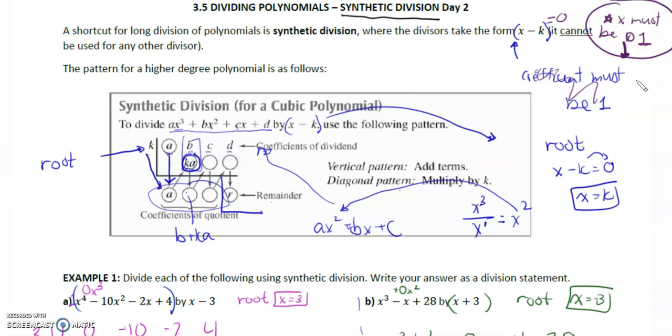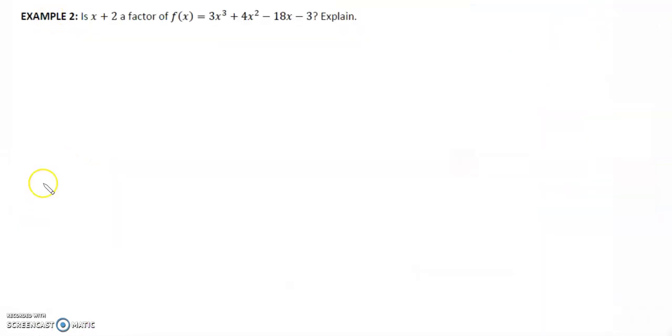Okay, it can't be degree 2. If we're dividing by a degree 2 or degree 3 or so on, we have to use long division. Example 2. X plus 2 is a factor. Okay, we've seen this before.